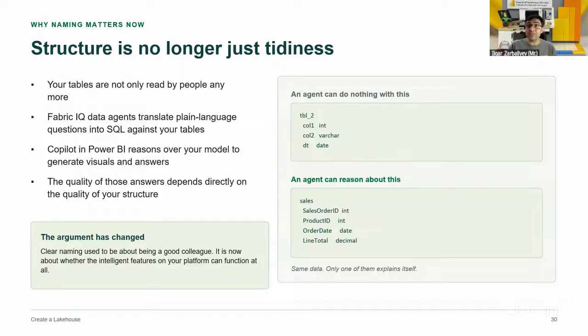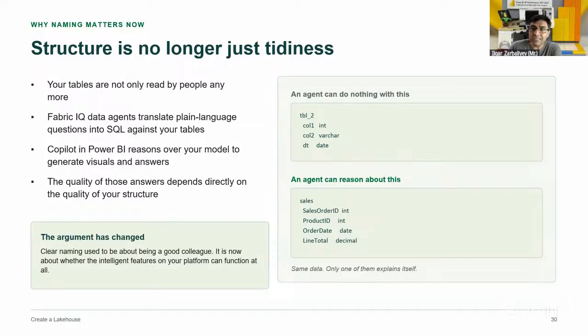Your Lakehouse tables are not only read by people anymore. Fabric IQ data agents query Lakehouse tables through the SQL Analytics endpoint, translating plain language questions into SQL. Copilot in Power BI generates visualizations and answers business questions by reasoning over your model. Semantic models feed natural language exploration across Microsoft 365. Every one of those depends entirely on how well your data is structured and described.